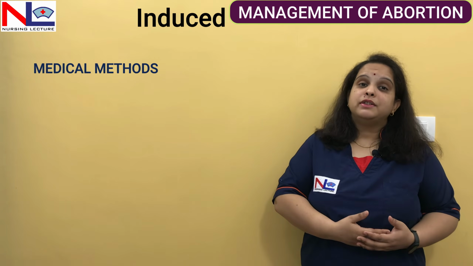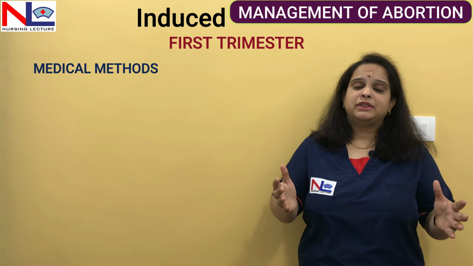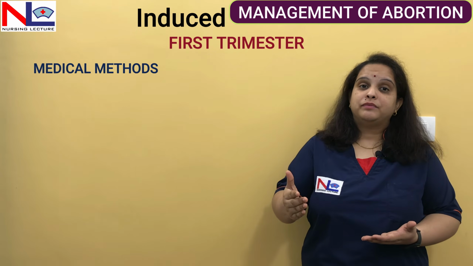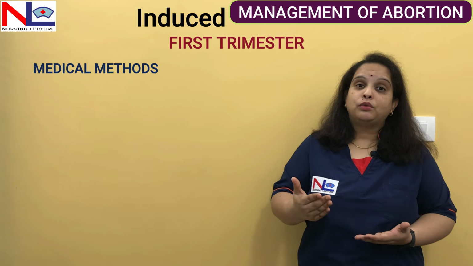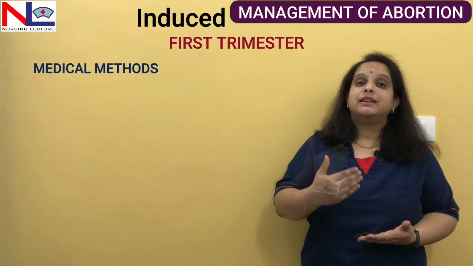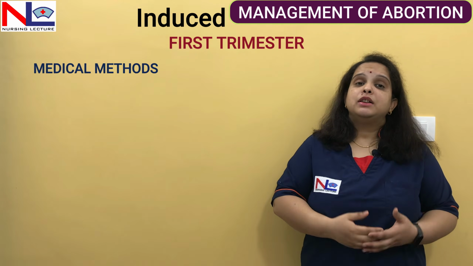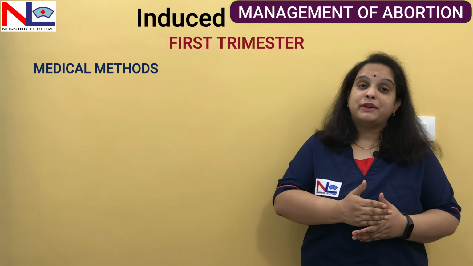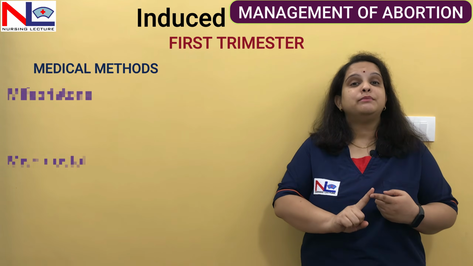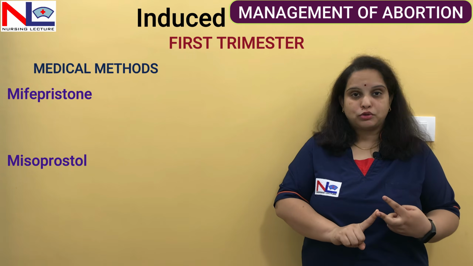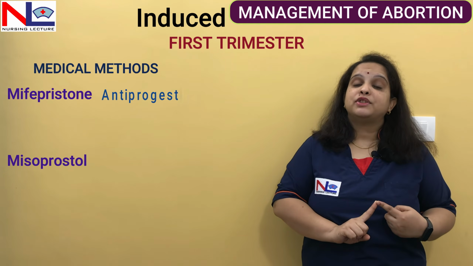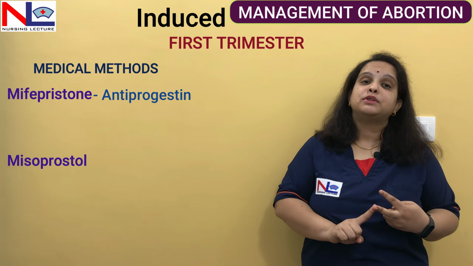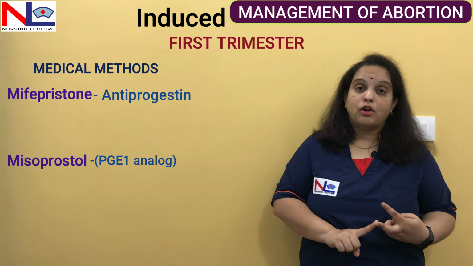Okay. So in the first trimester, the size of the fetus is not that big. So by the week of 7 to 9, as per the government rule, we can terminate the pregnancy by the use of medication itself. So the medicines that we use in the first trimester for termination of pregnancy are a combination of two. One is mifepristone and the other one is misoprostol. Mifepristone is an anti-progesterone drug, that is a progesterone antagonist, and misoprostol is a prostaglandin E1 analog.